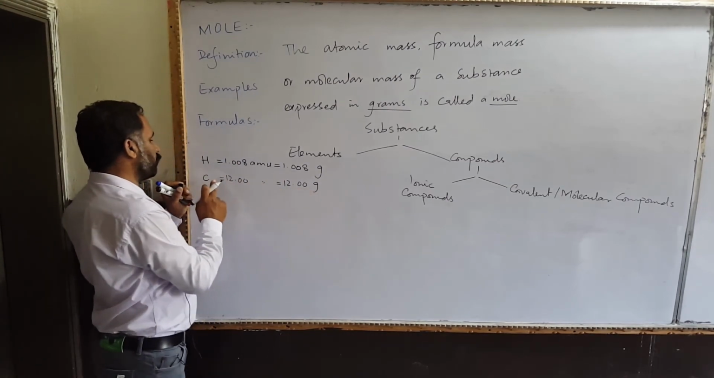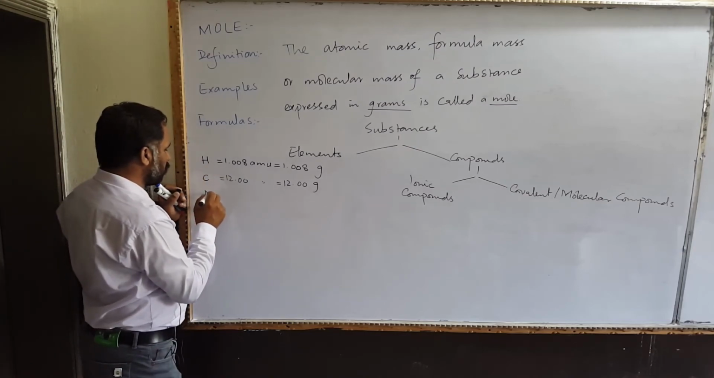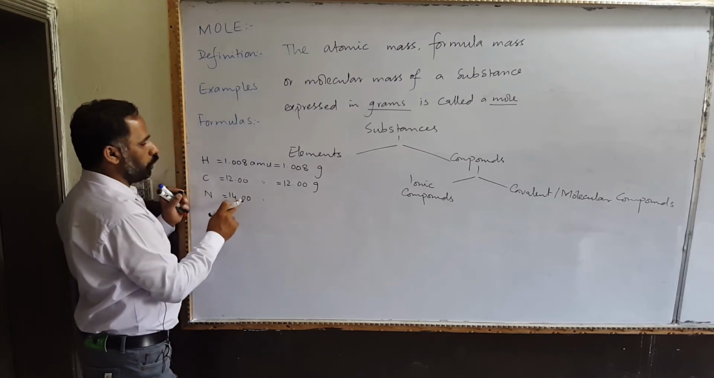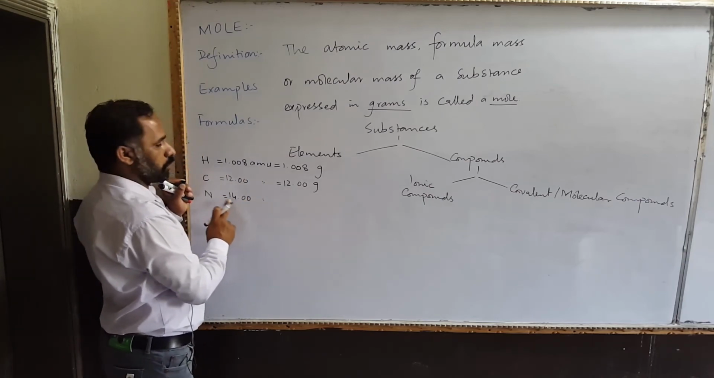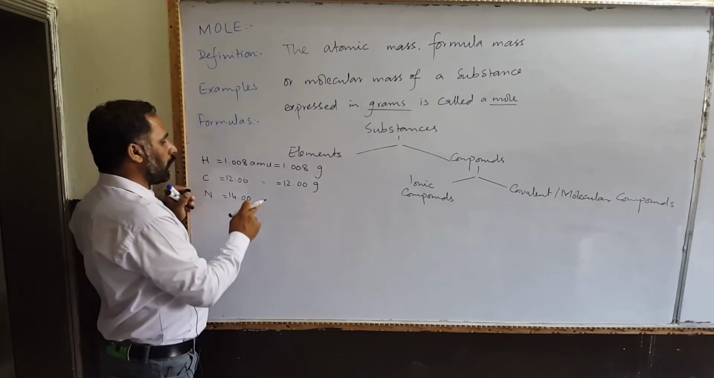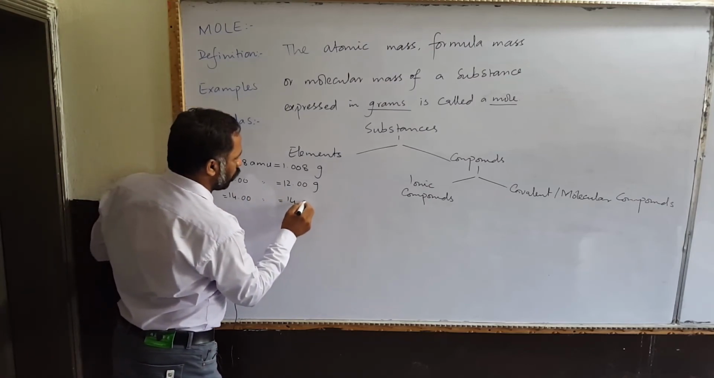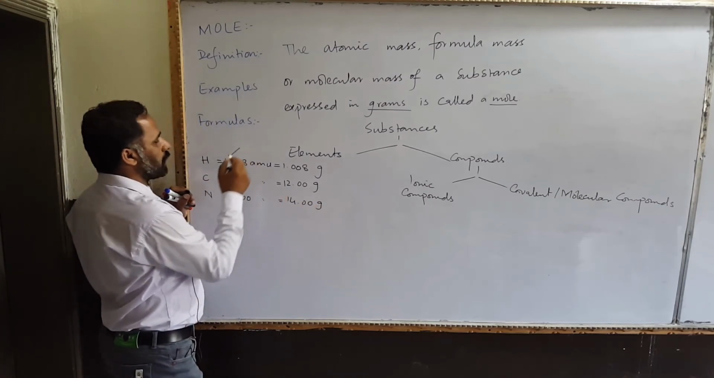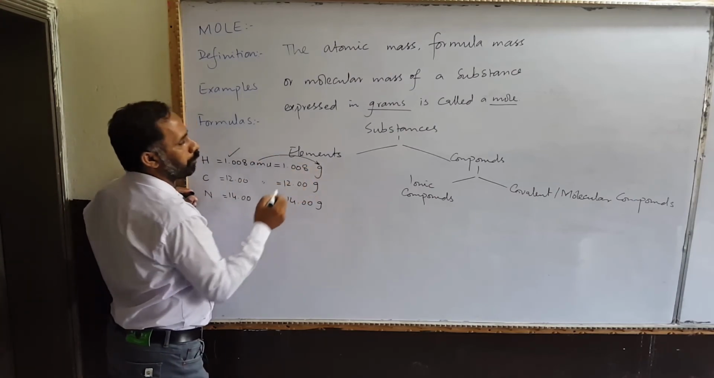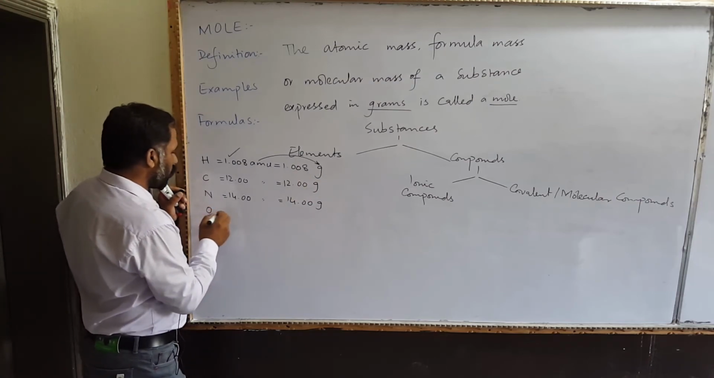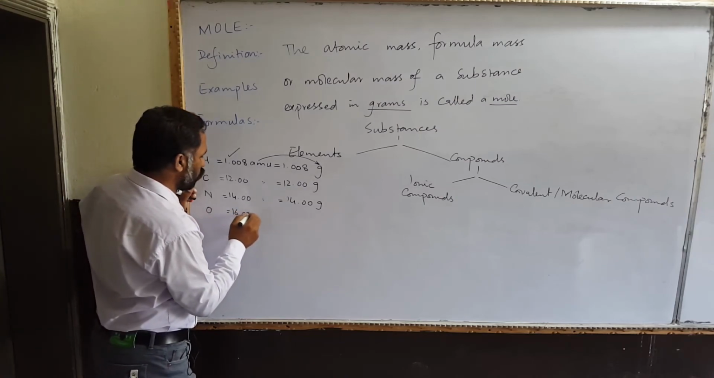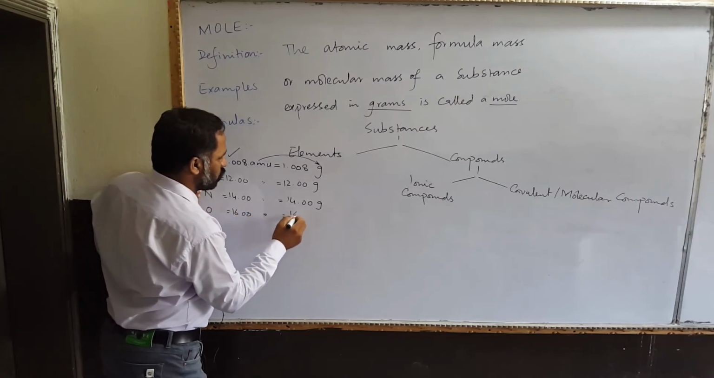Next, another element is nitrogen. 14 is its atomic mass. 14 AMU will be the atomic mass of nitrogen, but not 1 mole of nitrogen. For 1 mole of nitrogen, we have to take 14 gram. It means we take the same value, but the unit will be different. AMU will be converted to gram. Next, oxygen, element O, has atomic mass 16, which will be equal to 16 gram.